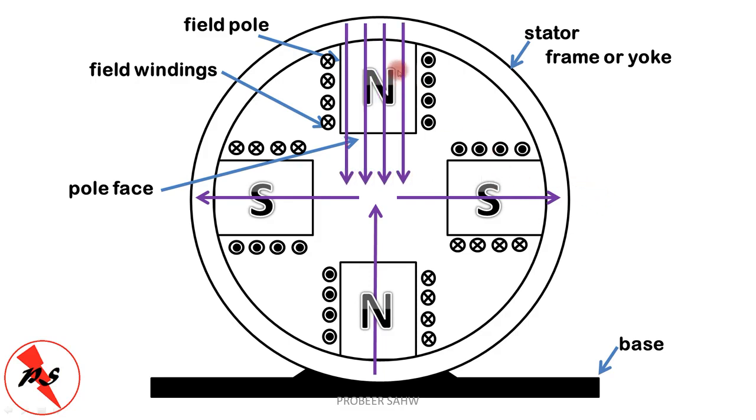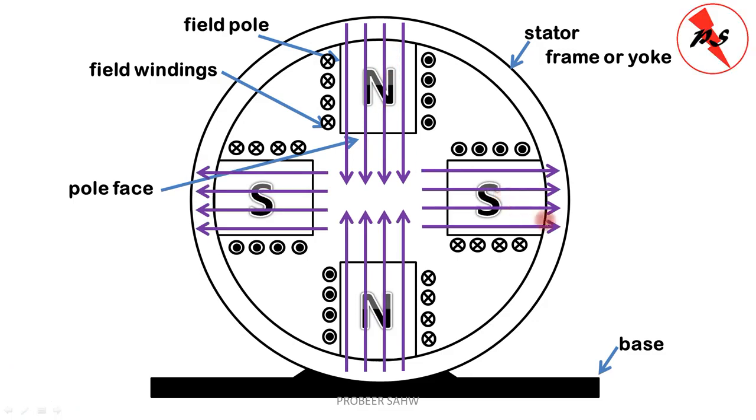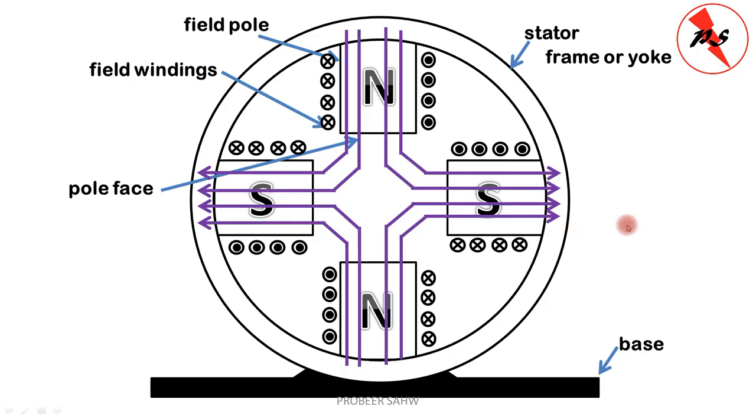Now we know there is not a single magnetic field through this north pole. There are many magnetic fields in these poles. Now these magnetic field lines that are outgoing from the north pole will diverge. Half of these field lines will go to this south pole and half will go to this south pole, due to the symmetry of the DC machine. Similarly, for the fields coming out of this north pole, half of the lines will converge to this south pole and half of the field lines will go to this south pole, somewhat like this.